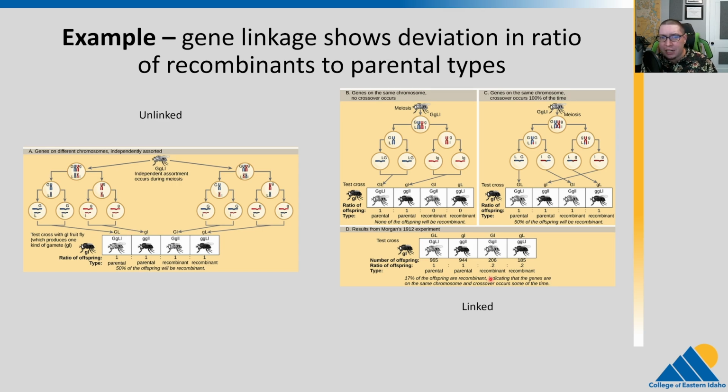They are linked together. So what I want you to take from this is that gene linkage will show deviations in the ratio of expected recombinants to parental type. We will see way more parental type when genes are linked than we see recombinant types. Okay, that's what we're taking from this. Don't worry about the numbers of the calculations or things like that.